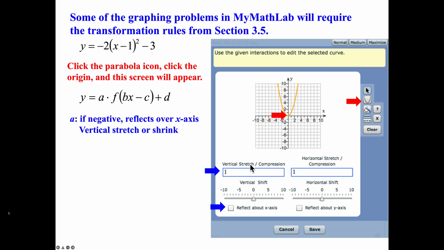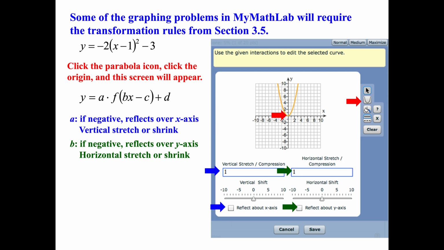Then your vertical stretch or compression. Now you take the negative off of the 2, and you just type in a 2 here. Then our shifts. There's never going to be a flip over the y-axis while we're in standard form. So these should never be checked and never change. They should always be the same. Don't change those.